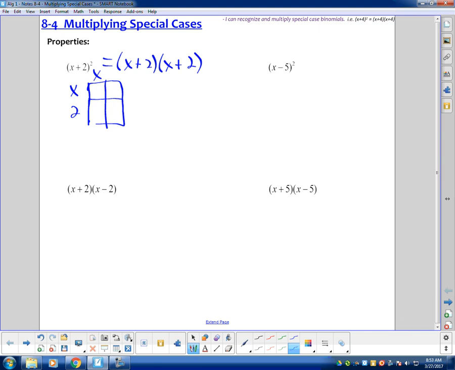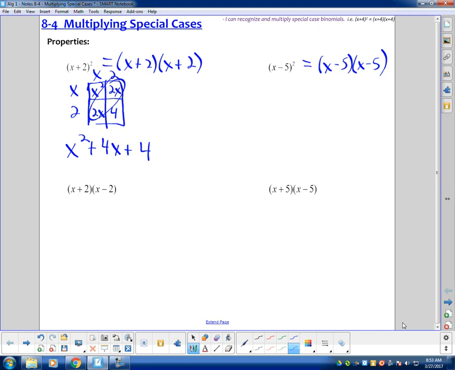x plus 2 and x plus 2, so it's x squared, 2x, 2x, and 4. So notice that along the diagonal, those two terms can be combined. So you have x squared plus 4x plus 4. Now what's nice about the special cases is, yes, it does mean x minus 5 times x minus 5. You can treat it just like the binomials we've been multiplying.